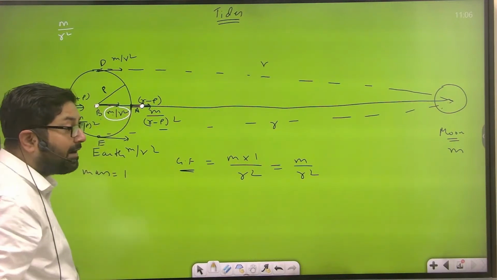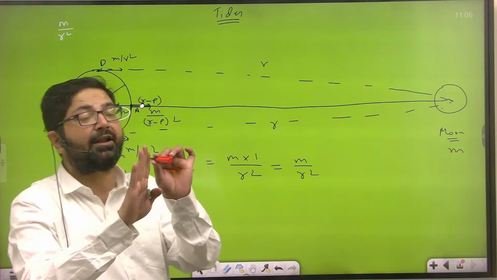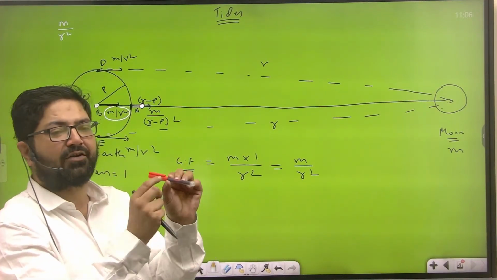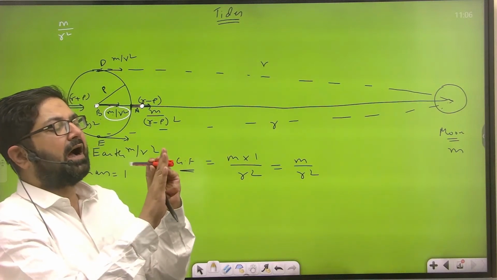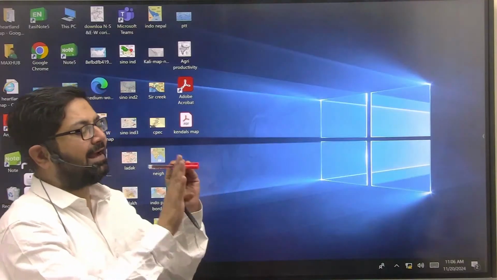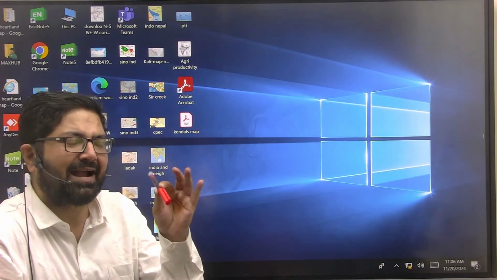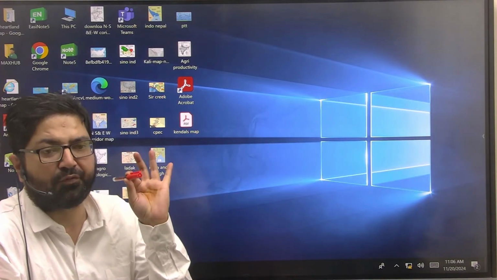Newton calculated that the centrifugal force acting on Earth, which is because of Earth's revolution around common center of gravity, is always directed away from Moon, and its magnitude is m upon r square, and this force acts on every place on Earth because of Earth's revolution.